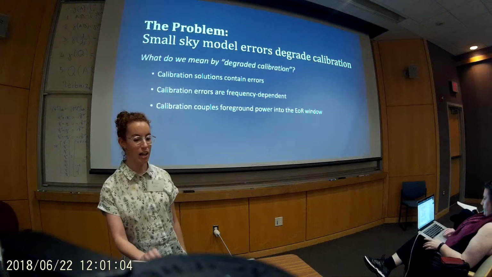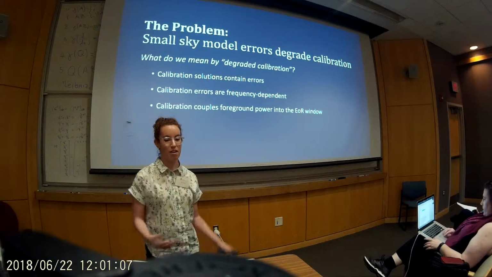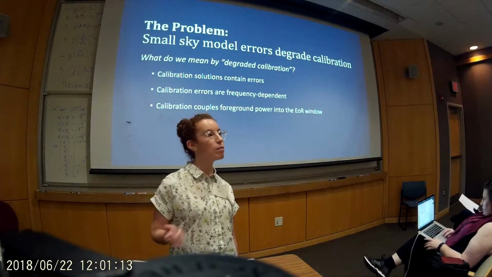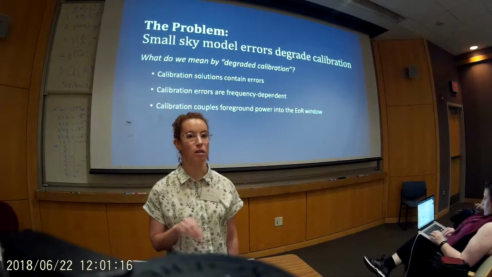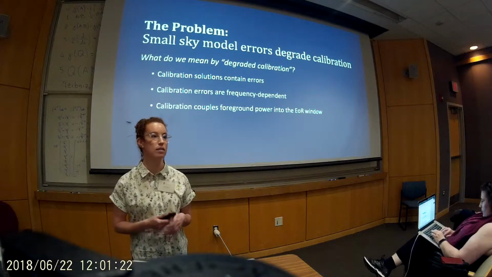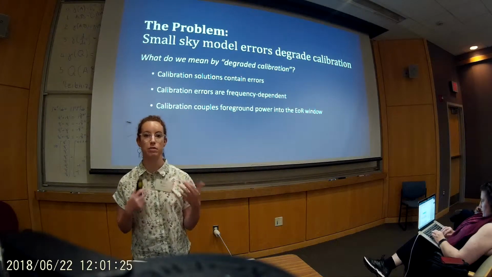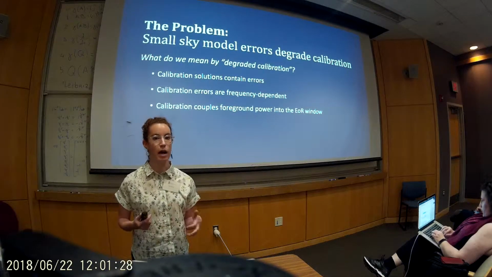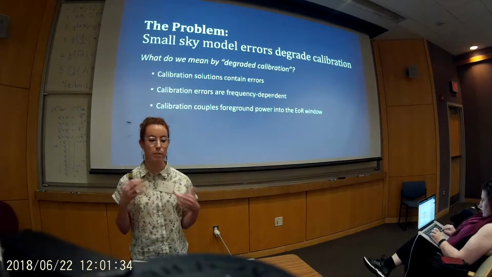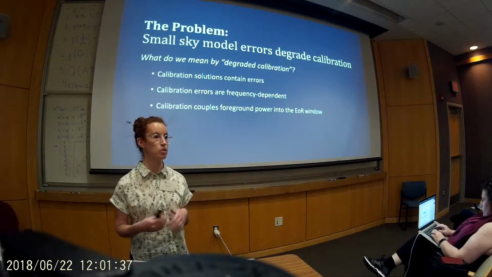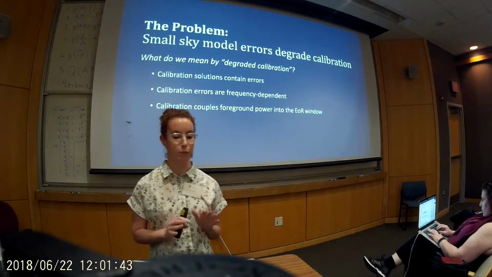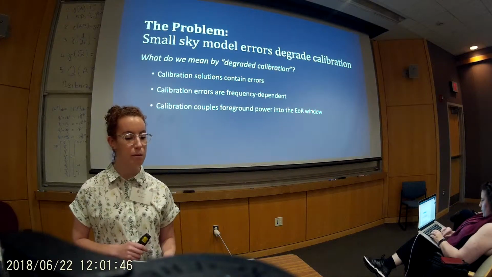So what does it mean to degrade calibration? We have calibration solutions that have errors. That doesn't surprise anyone. But more importantly, these calibration errors are frequency dependent, and that's what we're really worried about. Because the whole idea behind detecting the EoR is that we can separate the EoR from foregrounds because foregrounds are spectrally smooth. As soon as you have any kind of frequency dependent calibration errors, those errors get applied to data and they turn the spectrally smooth foregrounds into something that has frequency structure that's going to completely blow out the EoR window, and you don't get to see an EoR signal. So this is why this is a big systematic for EoR science.